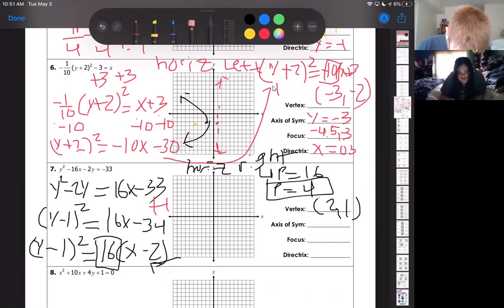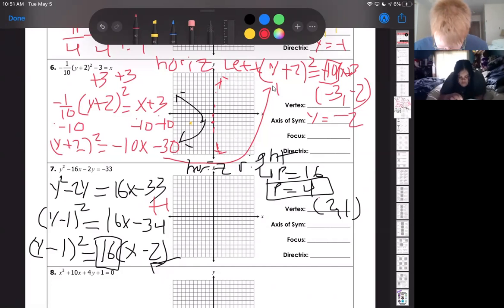Oh, so my vertex should have been -3, -2, right? It should have looked like this. I didn't know you could do that. So this should have been -2. The focus would have been negative, -5.5.